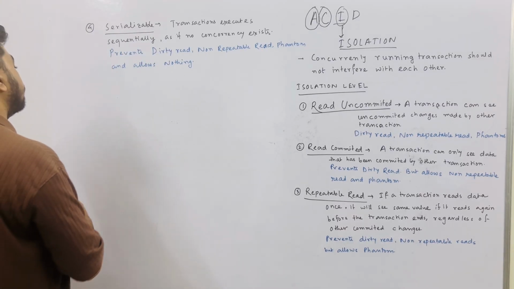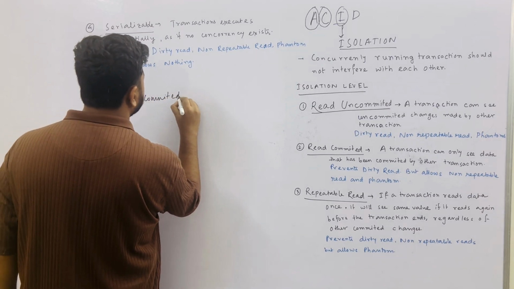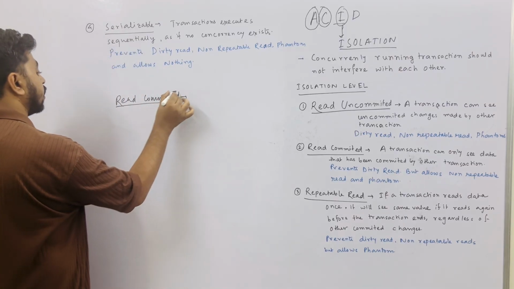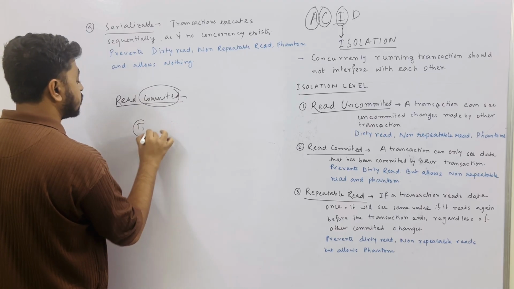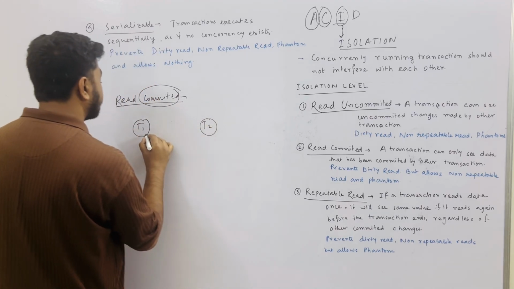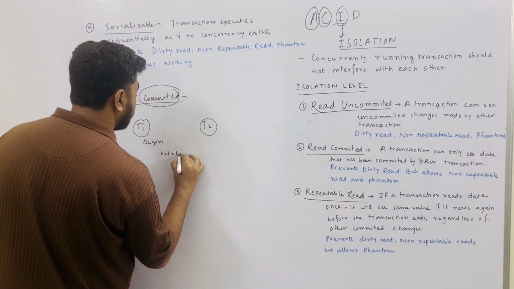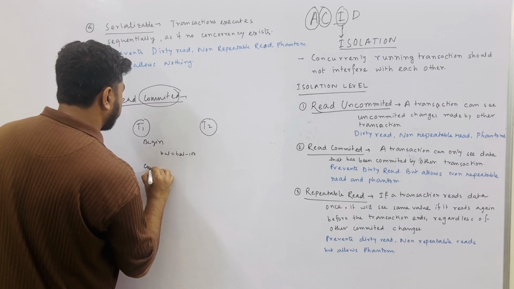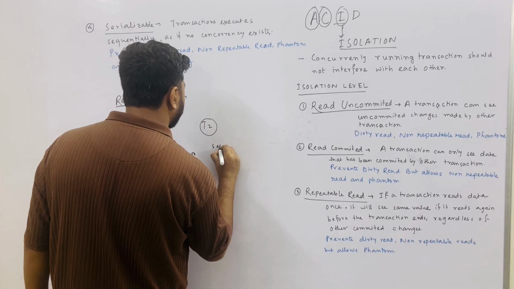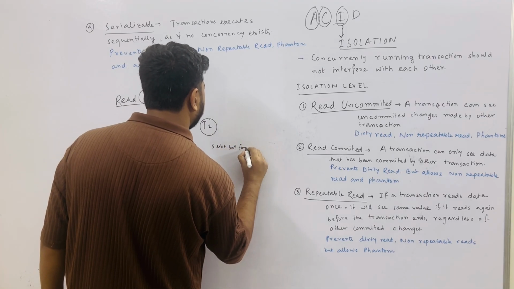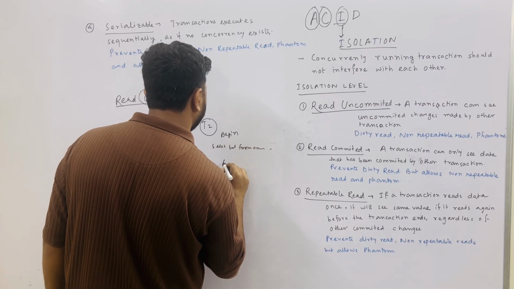Another isolation level is read committed. What that means is any transaction will be able to read only the committed records. Suppose you have two transactions T1 and T2. T1 is updating the balance value: begin, balance equals balance minus 100, and commit. This is the query running. And T2 is doing select balance from account. This is also another transaction with begin and commit.